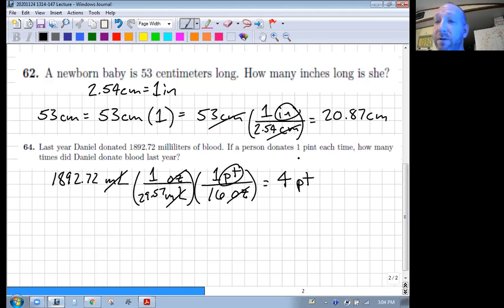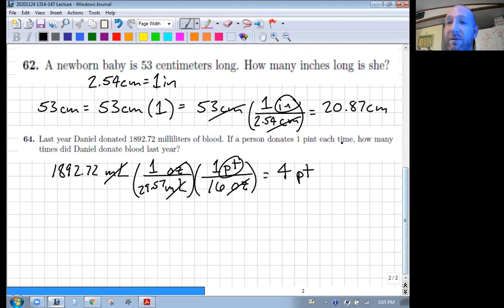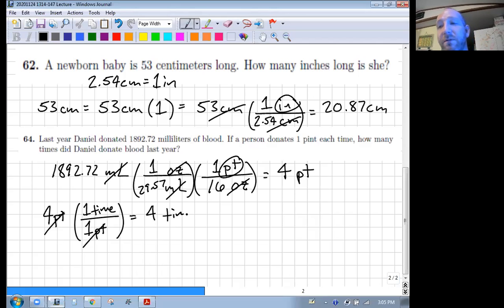So if a person donates 1 pint each time, how many times did he donate? Well, we need to do a conversion now from pints to times. They say that 1 pint each time. So pints go away, and we're left with 4 times, which should be obvious, right? 1 pint each time, 4 pints, 4 times.